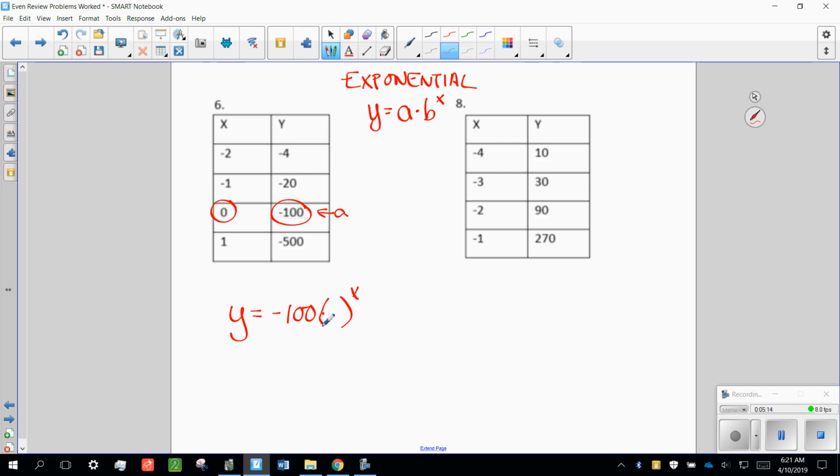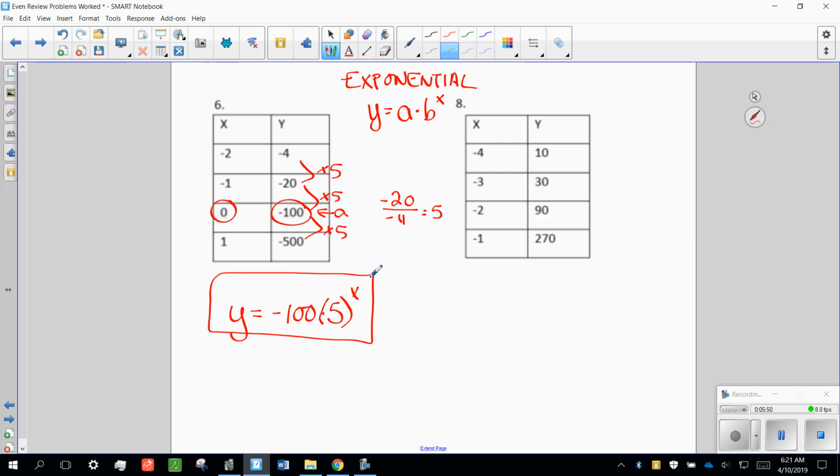What are we multiplying by every time to get from one term to the next? It sure looks like negative 100 times 5 is going to get me there, times 5 times 5. If you didn't know, you could take the second term, negative 20, divided by the first term, negative 4. That's 5. However you get there, if we plug a 1 in there, 5 to the first is 5 times negative 100. You'll see that we've got a good thing going here. This is our equation that models the data in that table.